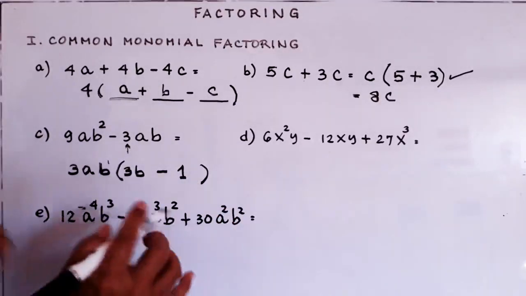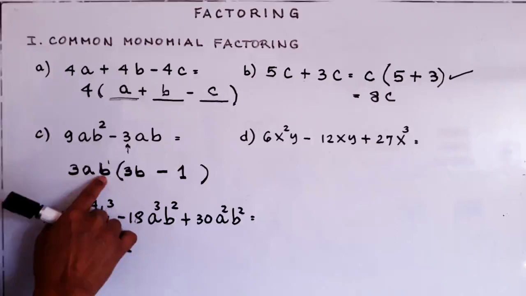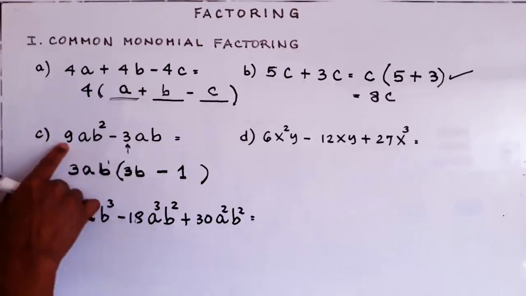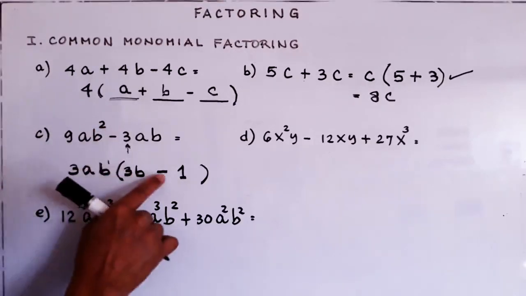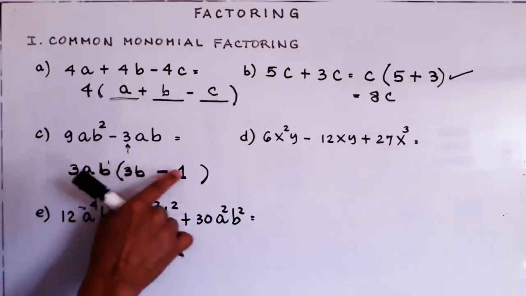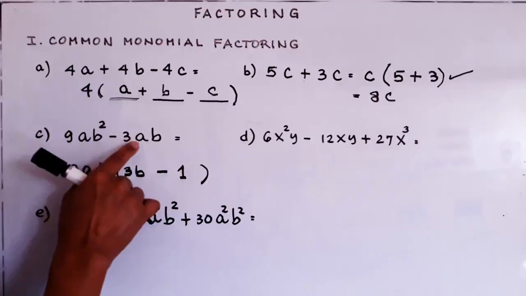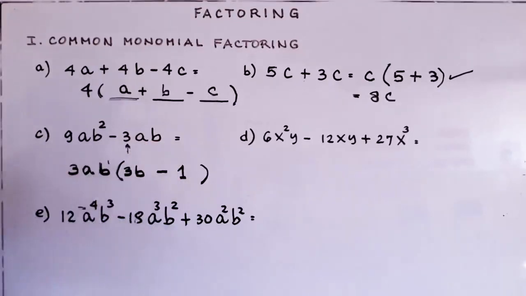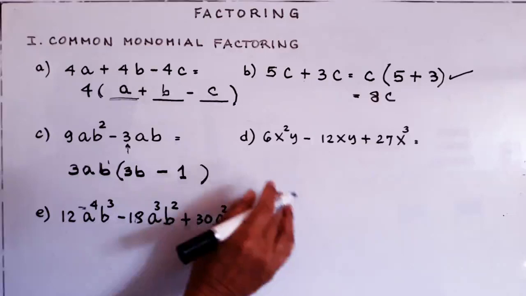So we want to check. 3AB times 3B will give you 9AB squared, minus. When you multiply 3AB times 1, it will give you 3AB. Okay.